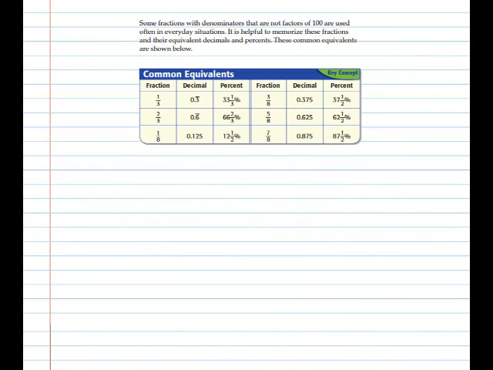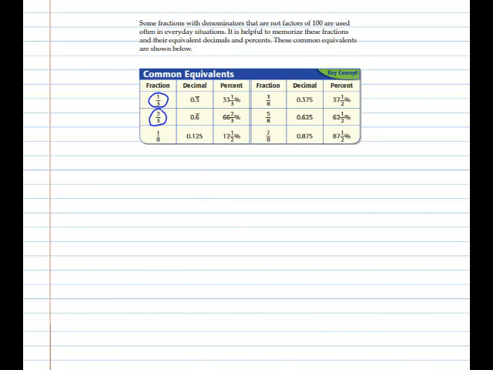Some fractions with denominators that are not factors of 100 are used often in everyday life or everyday situations. It's helpful to memorize these fractions and their equivalent decimals and percents. These are the common decimals, fractions, and percent equivalents we should know. 1/3 is 0.3 repeating, 33 1/3%. 2/3 is twice that, 0.6 repeating, 66 2/3%.